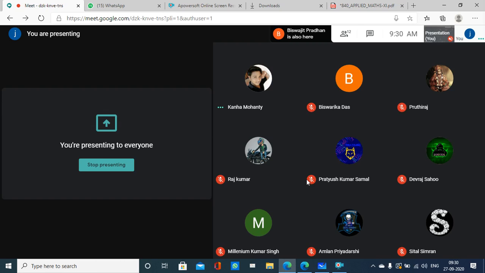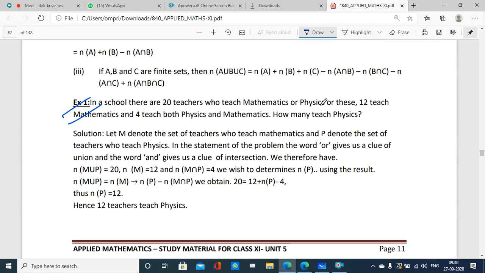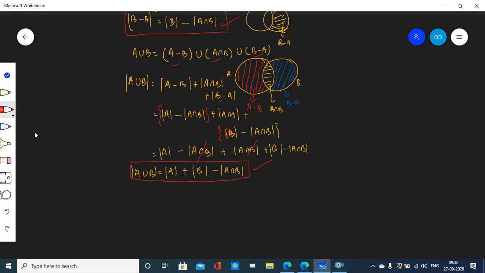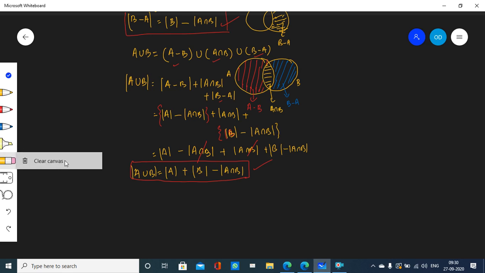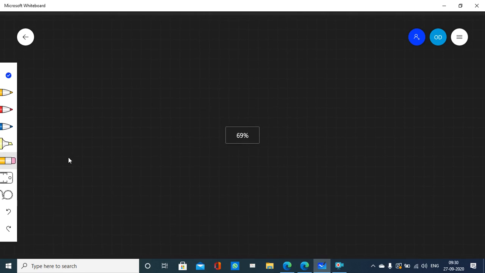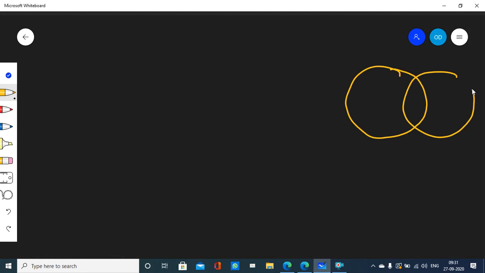Okay. So today we have also discussed the formula for cardinality of union of three sets. Suppose I have three sets A, B, C: set A, set B, set C. Guys, let me tell you one thing. This is a general Venn diagram of A, B, C.